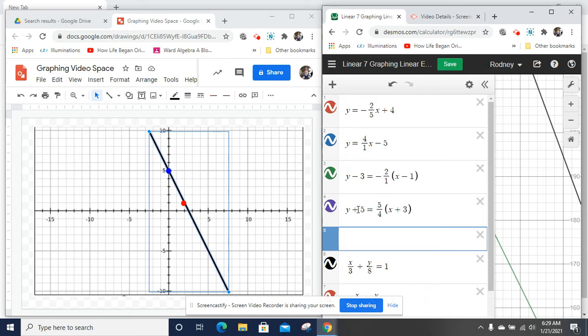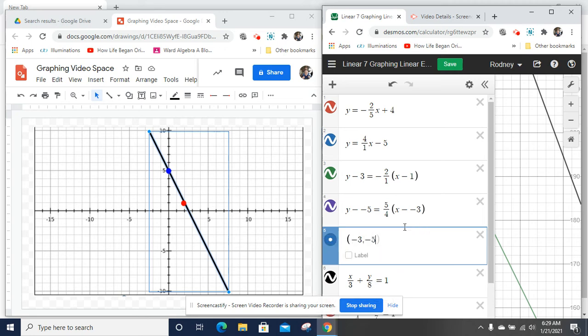y plus 5 is the same as y minus negative 5. And x plus 3 is the same as x minus negative 3. So we are going to have a point at negative 3, negative 5. So let's plot that first. Negative 3, negative 5. Now we have that point.